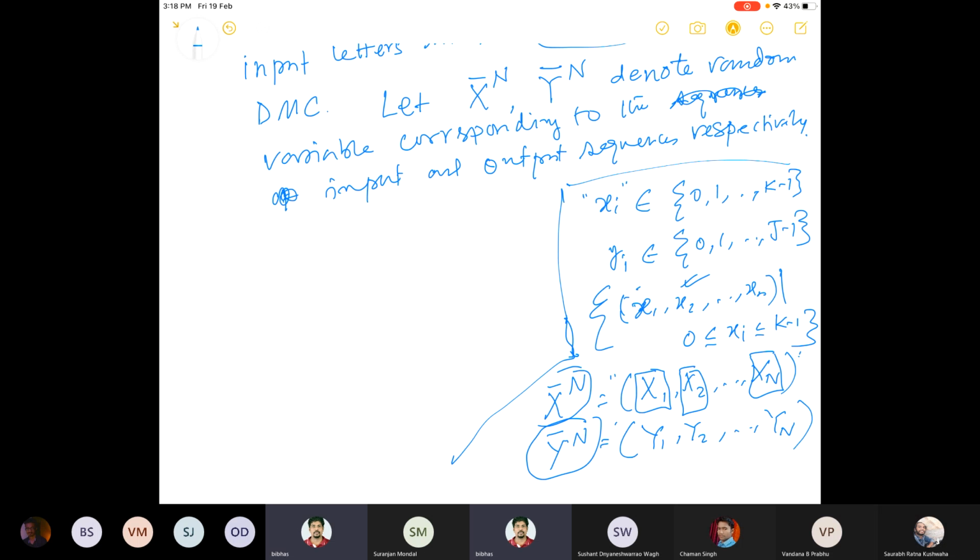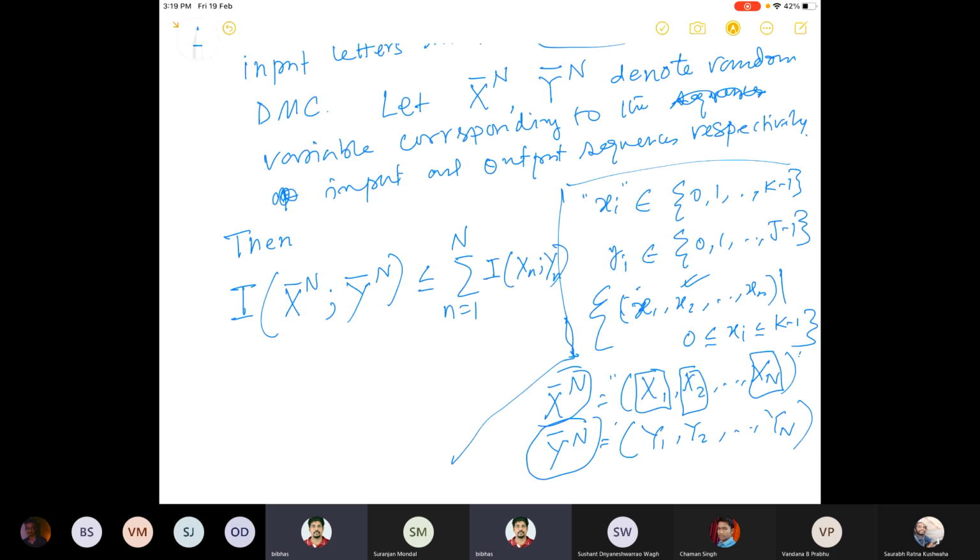Okay. Now, if everything is defined, then for a discrete memoryless channel, this is the conclusion of the theorem. The conclusion is very simple, and it will be clear when I write it down. It is the average mutual information I(X bar n; Y bar n), which is less than or equal to the sum over n equal to 1 to N of I(Xn; Yn).